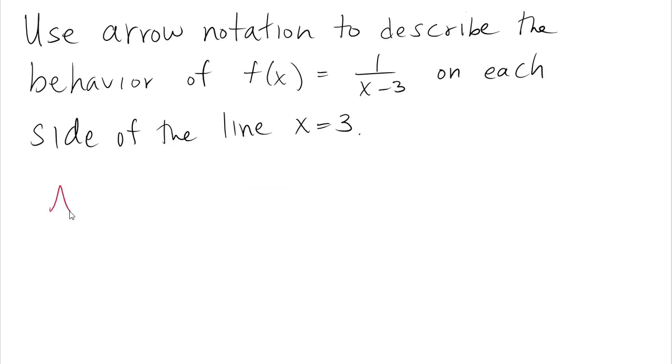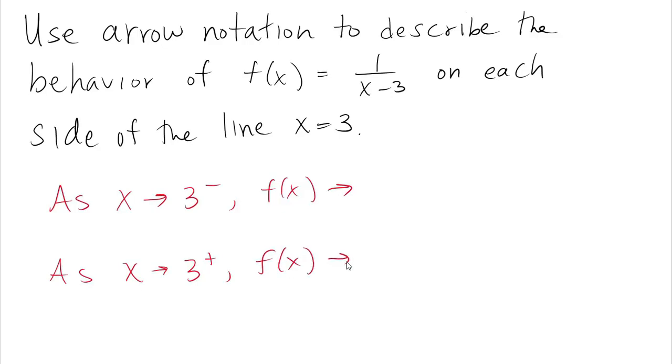So we're going to say, as x goes to 3 from the left, f of x has some behavior, and as x goes to 3 from the right, f of x has some behavior. And there are only 2 possible answers here. The function is either going to go to infinity or negative infinity. So how do we determine that?